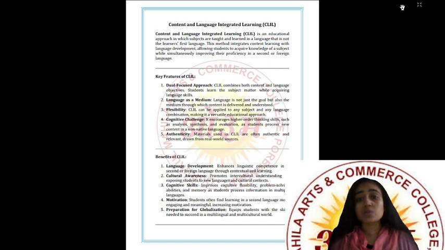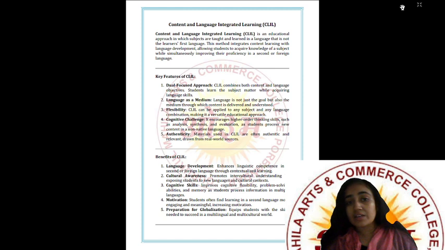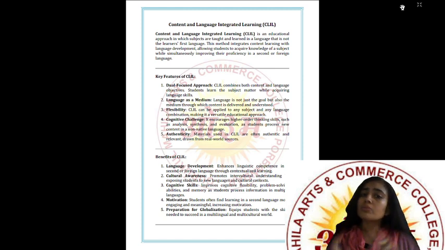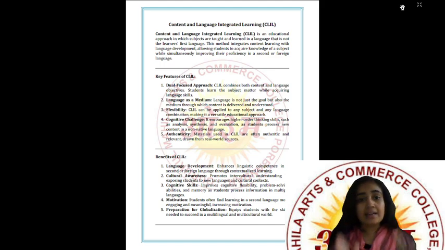For example, history is a subject, and you want to learn say Hindi too. Hindi is not your first language, but if you want to learn Hindi and history, the teacher will teach you history in the Hindi language, right? It means that you are learning history, and at the same time you are learning Hindi also. So both purposes are being served, content and language.